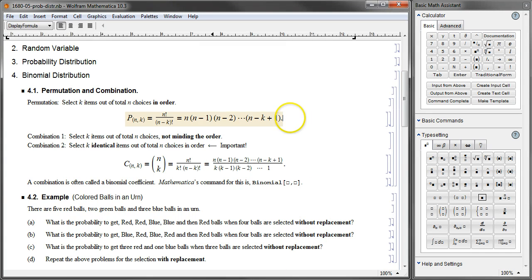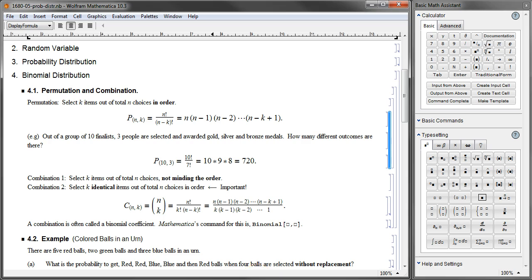We use this kind of formula here. We just multiply, starting from n, the biggest k numbers. Here's an example. Out of a group of 10 finalists, how many different ways are there to select 3 people and award gold, silver, and bronze medals? Well, first place, second place, and third place winners, so we have an arrangement.